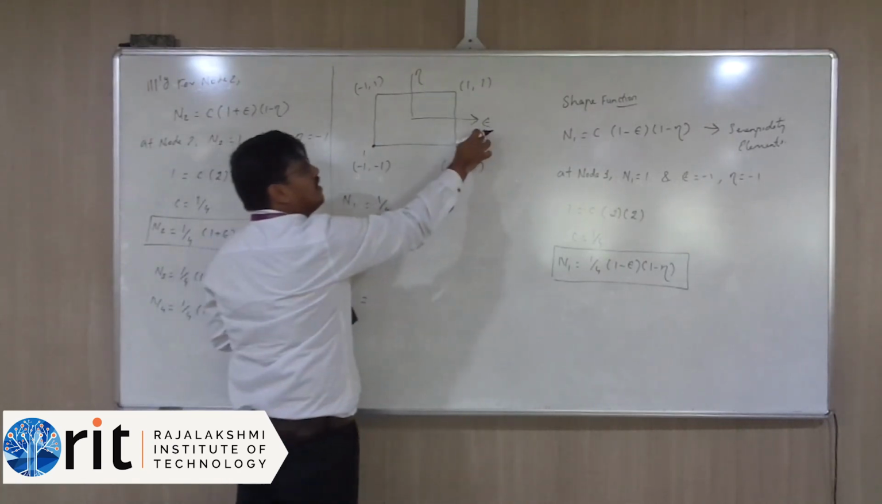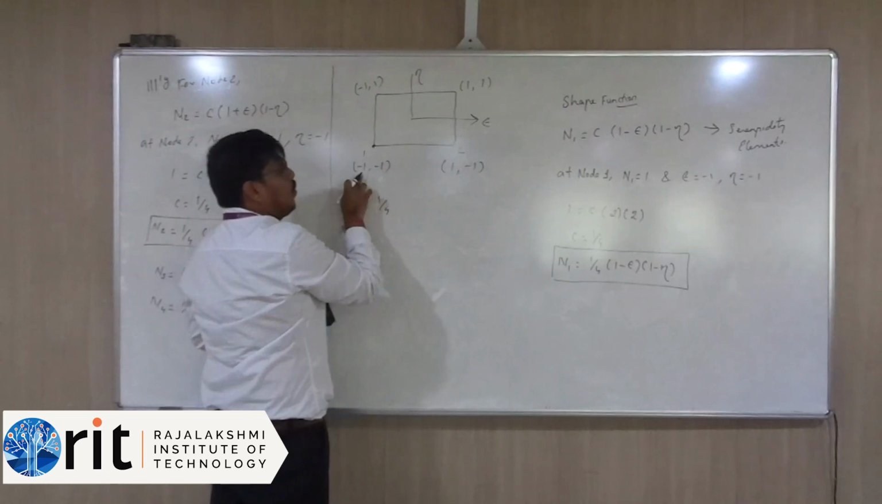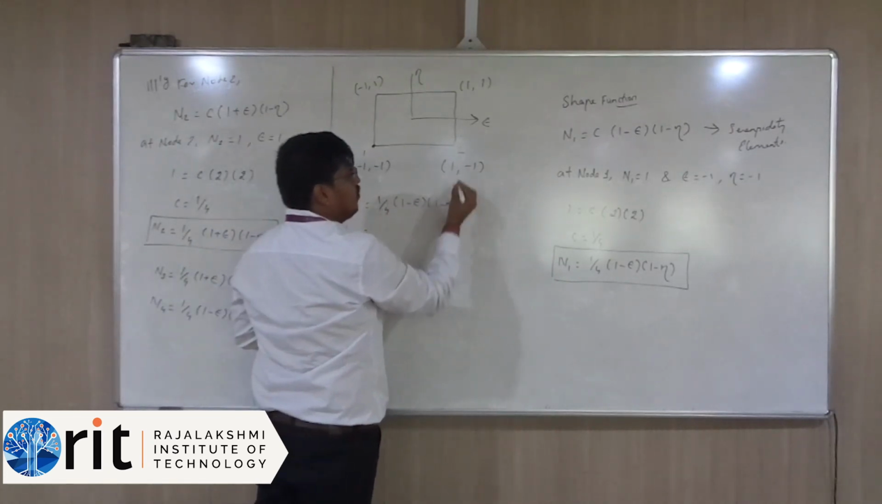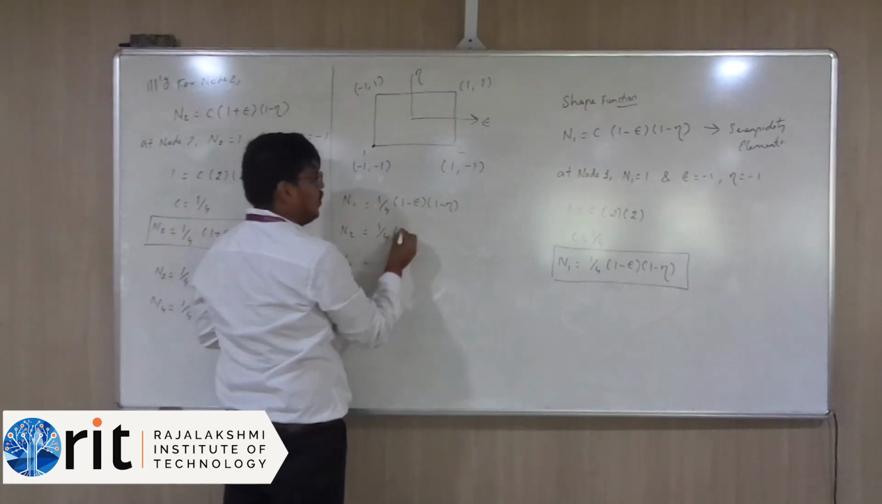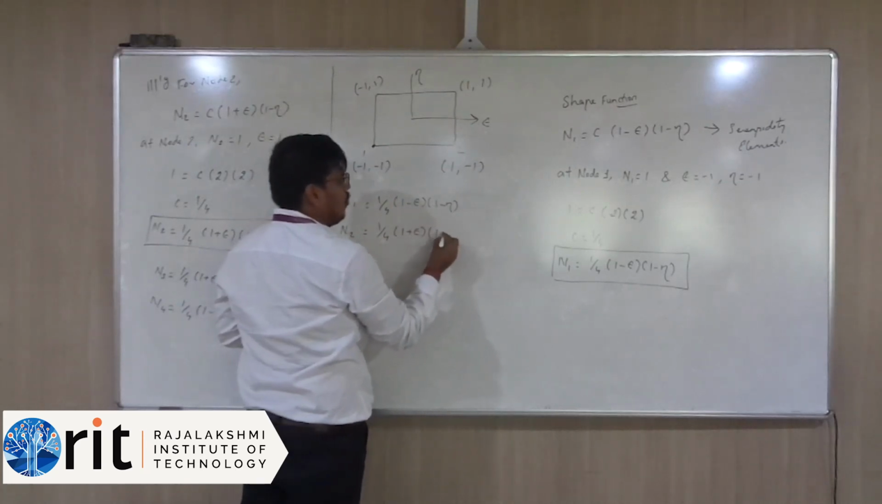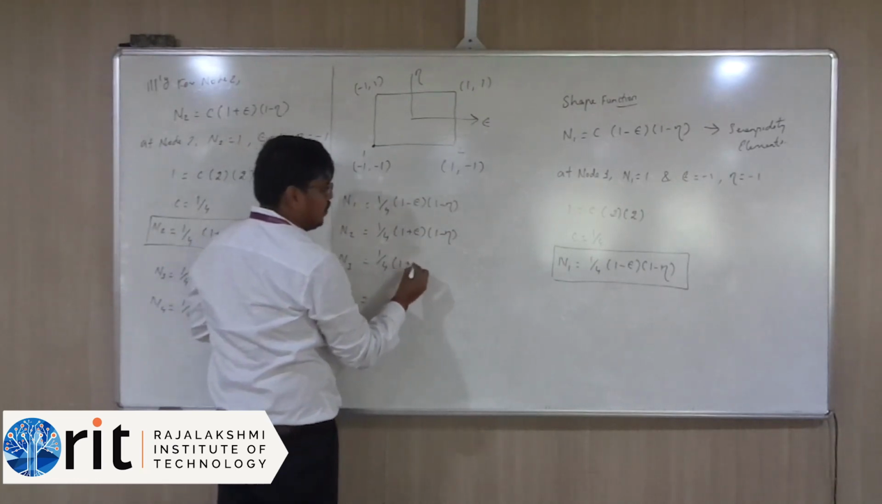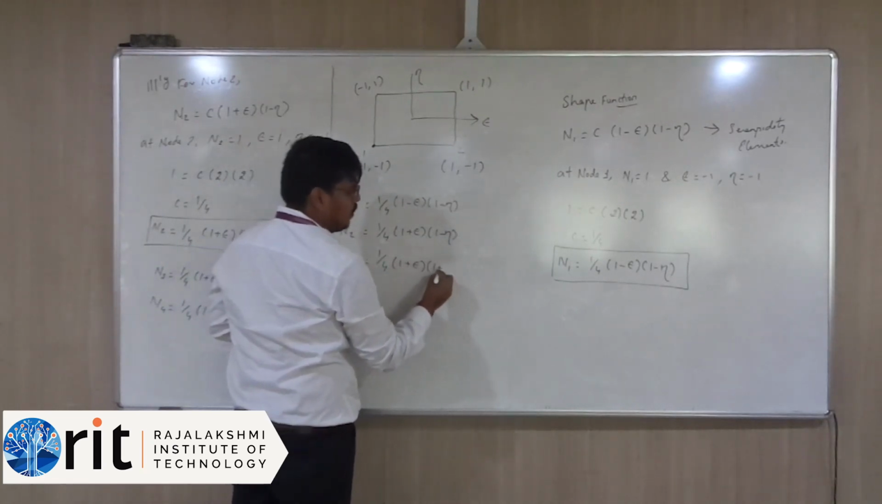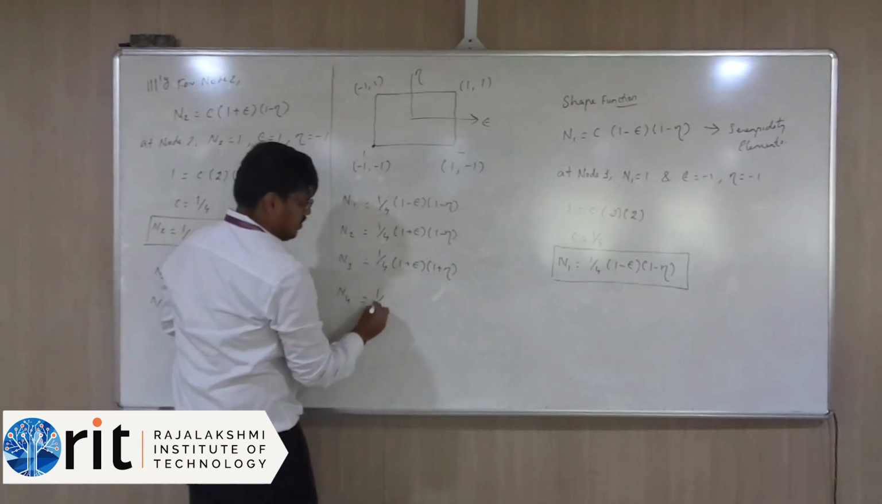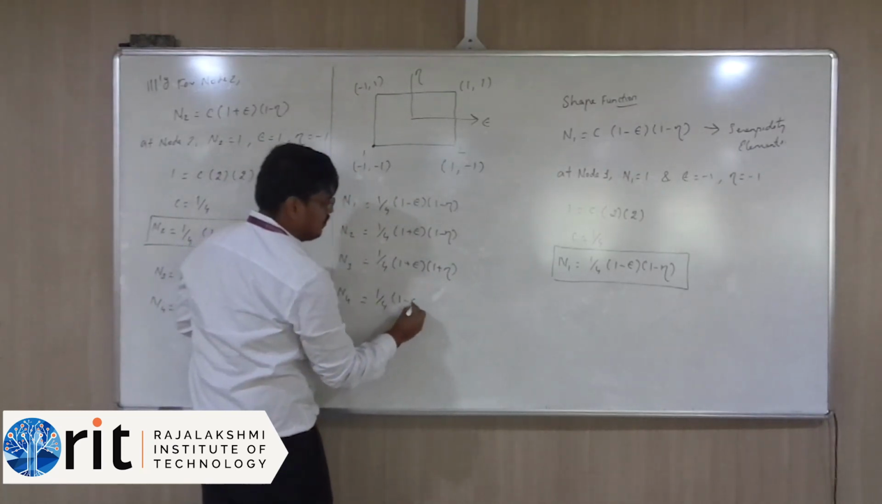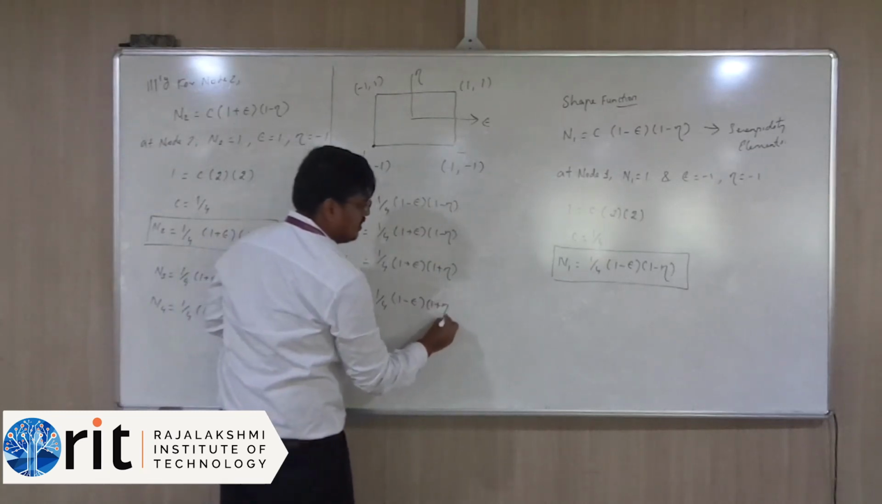Then in terms of epsilon and eta, you can put 1 minus epsilon, 1 minus eta. Similarly, for the second, 1 by 4 into 1 plus epsilon into 1 minus eta. For the third shape function, 1 by 4 into 1 plus epsilon into 1 plus eta. Shape function for n4 equal to 1 by 4 into 1 minus epsilon, 1 plus eta.